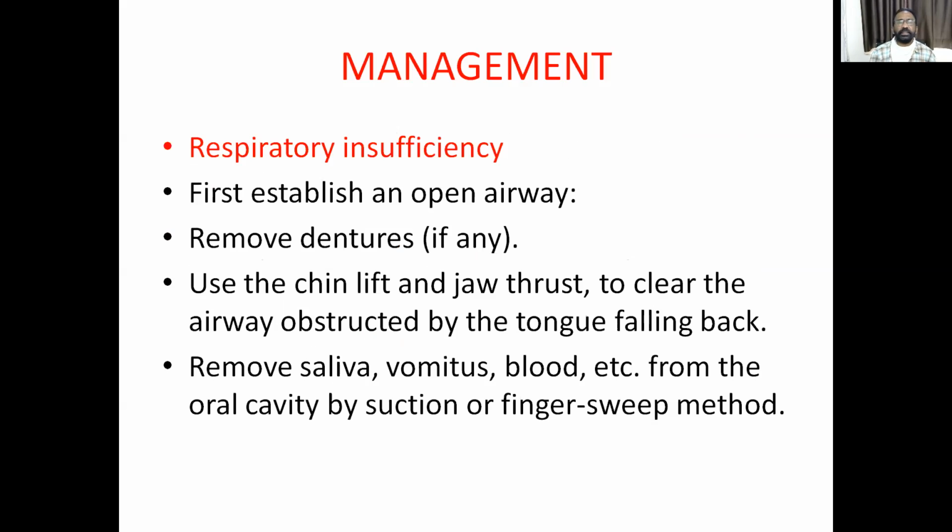How to manage respiratory insufficiency? If you establish that the person has shortness of breath, then immediately you should clear the airways. There may be mucus or discharges from the nostrils lodged in the hypopharynx. You should clear the airways with a suction apparatus, remove the dentures, lift the chin and the upper jaw, put the airway into the mouth, and remove saliva and vomitus, clearing the air passages.